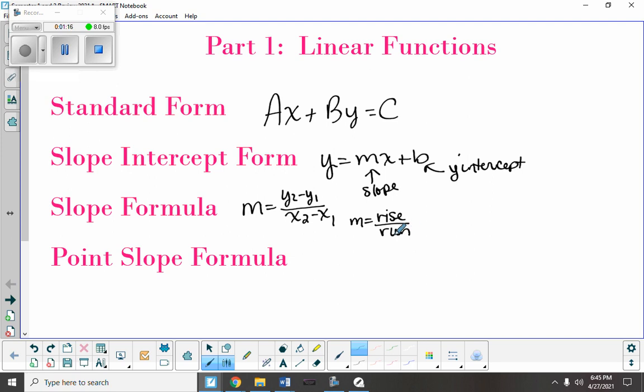And then if we're given a point and a slope, we can write the equation of the line by using the point slope formula. So if the point is x sub 1, y sub 1, and the slope is m, the point slope formula is y minus y1 equals m times x minus x1. All right, let's do some problems.